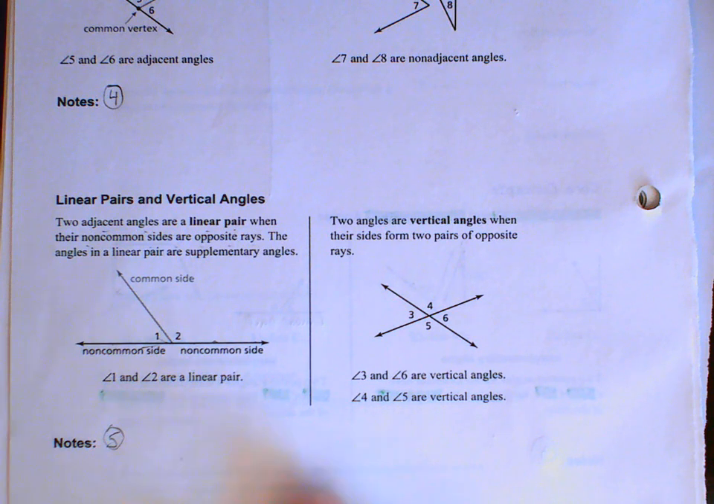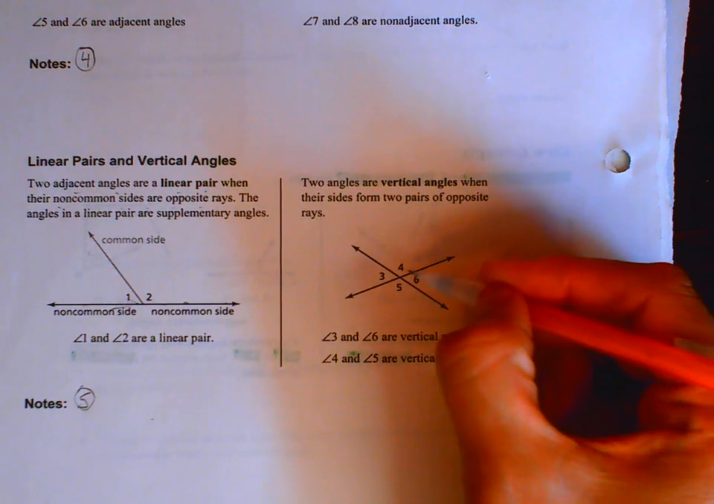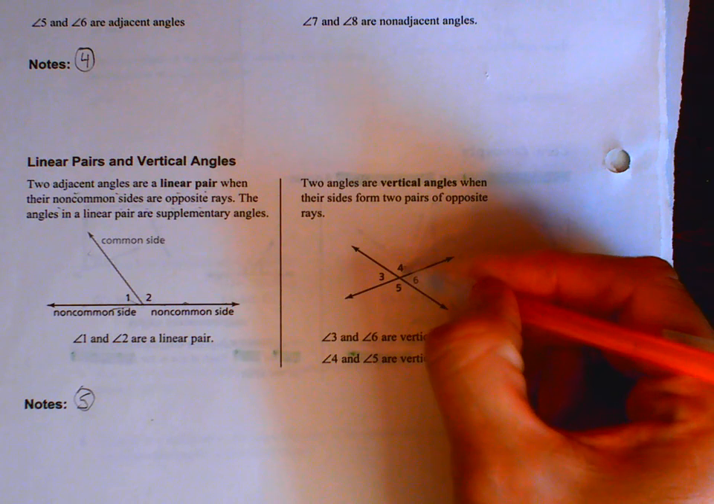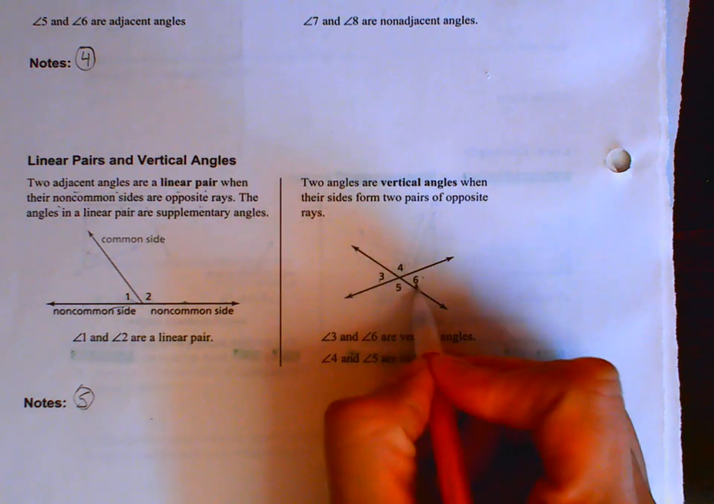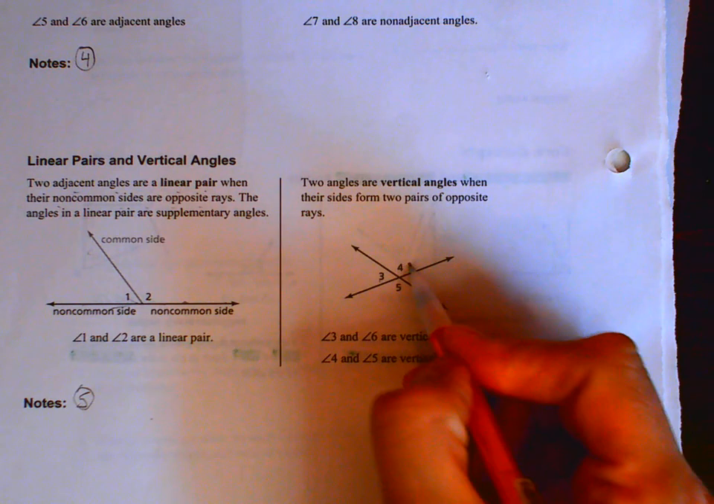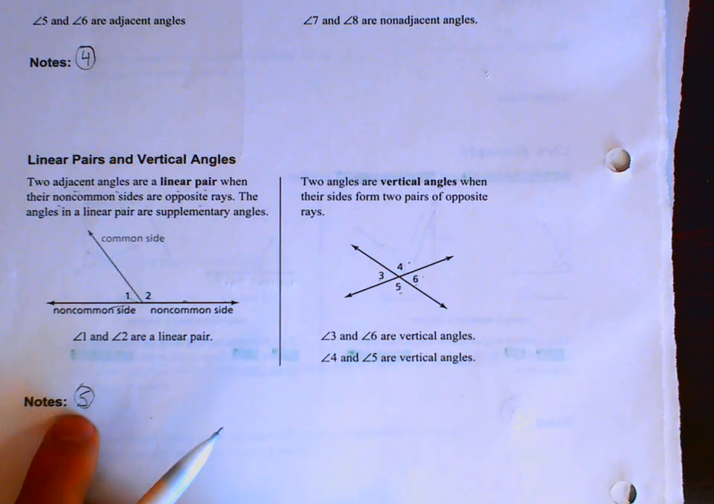Now, here's the fun part. Vertical angles. Two angles are vertical angles when their sides form two pairs of opposite rays. Vertical angles, this one and this one, 4 and 5, and this one, 3 and 6, are vertical angles. And guess what? They're the same measurement. So angle 3 and angle 6 are congruent. Angle 4 and angle 5 are also congruent. The only way that they're all going to be congruent is if they're all right angles. But we're going to get to vertical angles later on. And by the way, problem 4 goes here, problem 5 goes there.